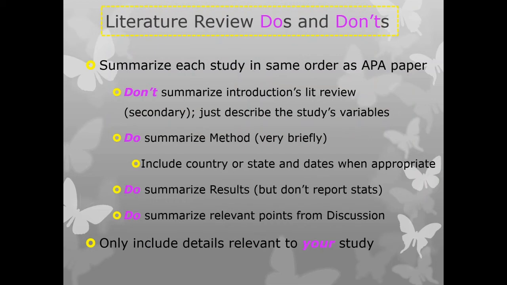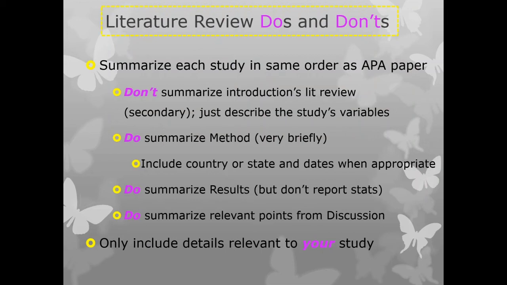But you want to look at the intro section, the method section, the results section, the discussion or limitations. You don't want to summarize introduction lit reviews. You don't want to summarize what the other paper that you're reading, what their literature review is. You just want to summarize and discuss the variables in the study itself. You want to briefly discuss the methods that they used. In doing so, you might want to include the county or the state or dates or something that's specific, maybe time or location specific.